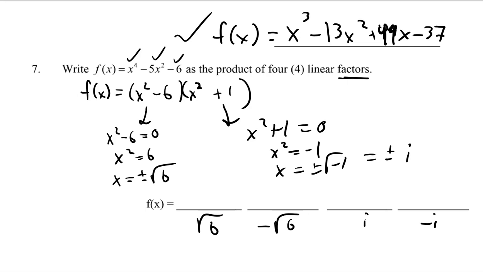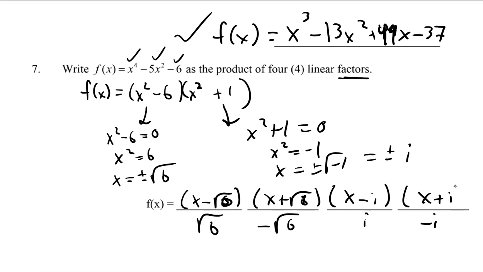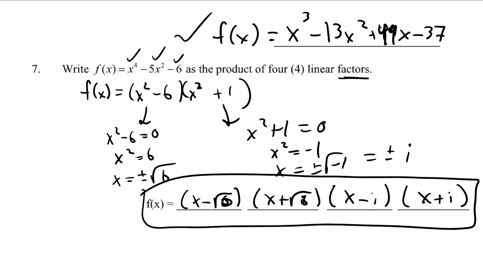So let's change them into factors. x minus a 0 is a factor. x minus a 0, but we don't say minus a negative. x minus the 0, x minus that 0. Okay, and then this is what they're looking for. So what do you think they mean by linear factors? What does linear mean?